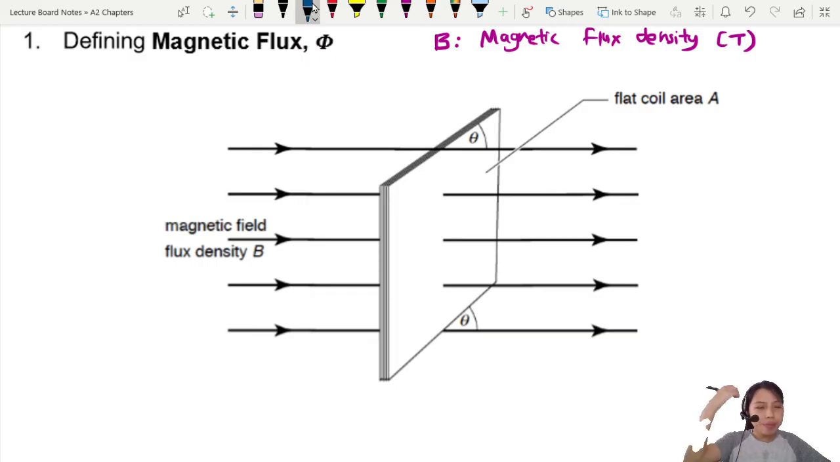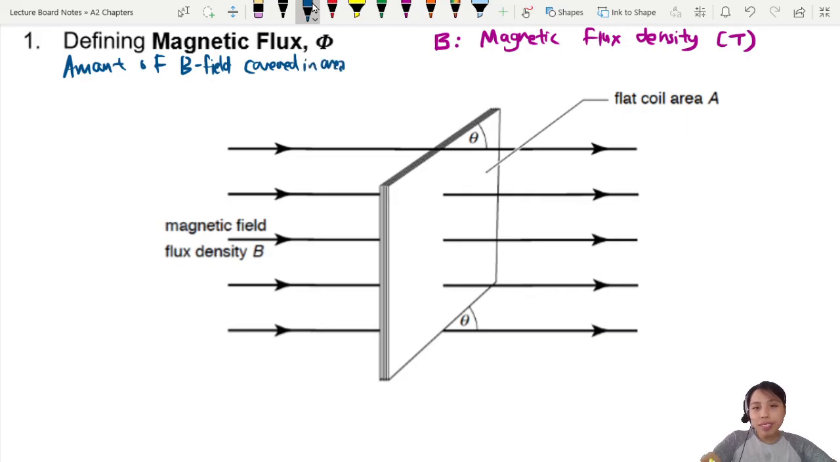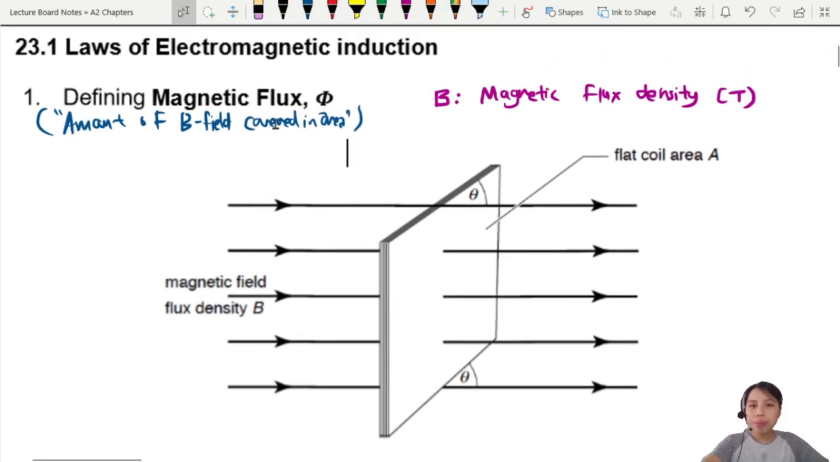So how do we... Well, in layman's terms, the fake definition for you to understand, it's kind of a way of measuring the amount of magnetic field, if you want to say it that way. The amount of magnetic field that is covered in a certain area. But don't write this definition because there's a proper one. This is just a way to quantify the amount of magnetic field, including how strong that magnetic field is.